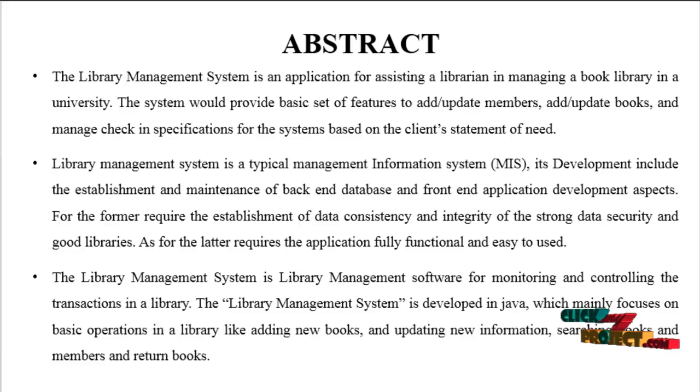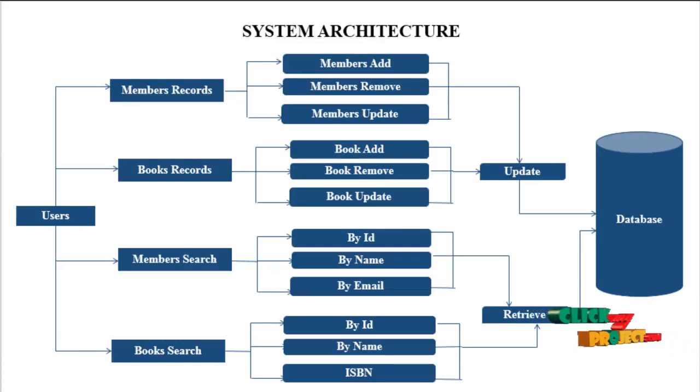The library management system is library management software for monitoring and controlling the transactions in a library. It is developed in Java, which mainly focuses on basic operations in the library like adding new books and updating information, searching books and members, and returning books. This is our system architecture.